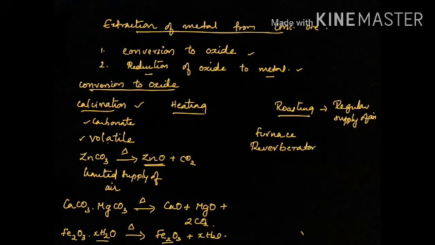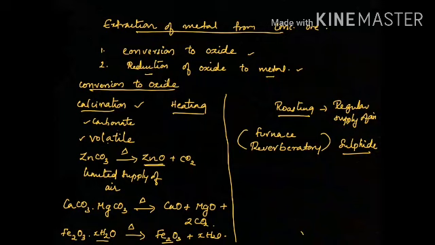The reverberatory furnace is a special type of furnace for heating very thoroughly. That much heat energy and a regular supply of air should be there. So the ore should be heated with the regular supply of air in the reverberatory furnace at a temperature below the melting point of that particular metal. Normally sulfide ores will undergo roasting, for the conversion of sulfide ores into their oxide form. Now we can look at the examples.